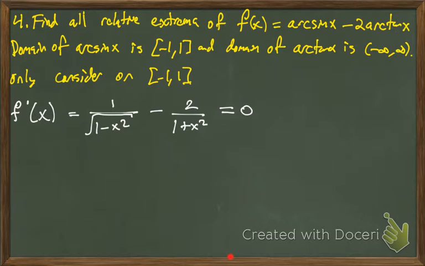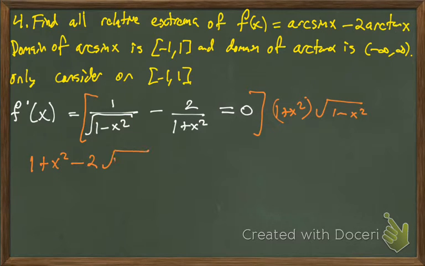Okay, so we're going to go ahead and clear the fraction. The common denominator is the square root of 1 minus x squared times 1 plus x squared. So we multiply both sides of the equation by this. This is where all the fun algebra comes into play. Then we have 1 plus x squared minus 2 times the square root of 1 minus x squared equals 0.